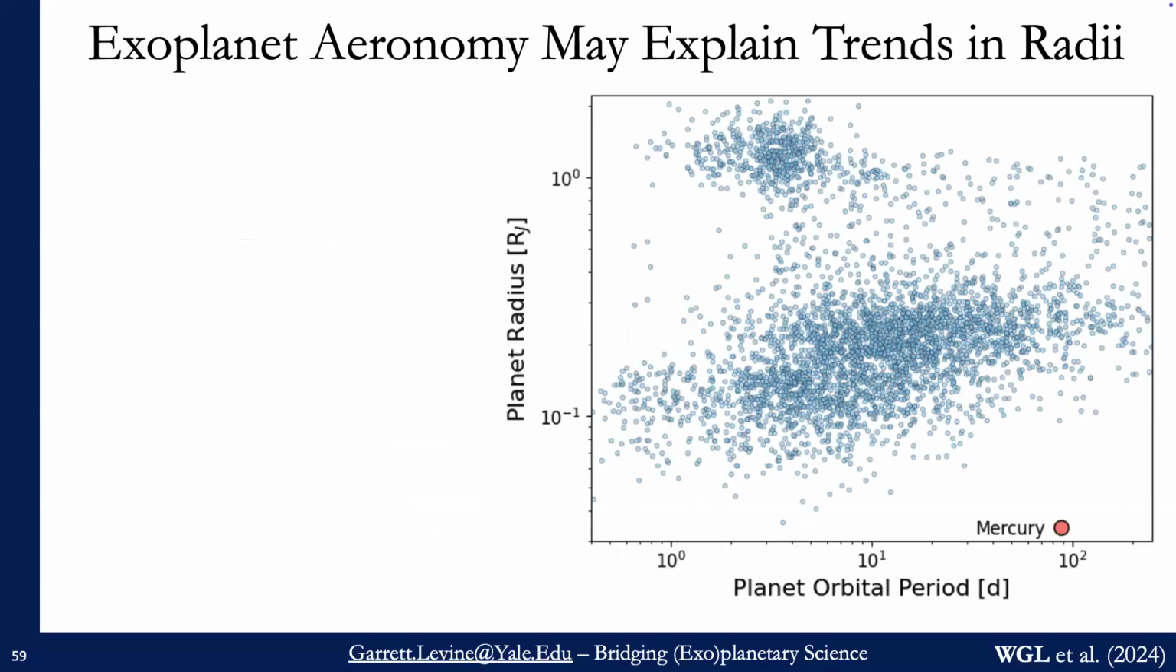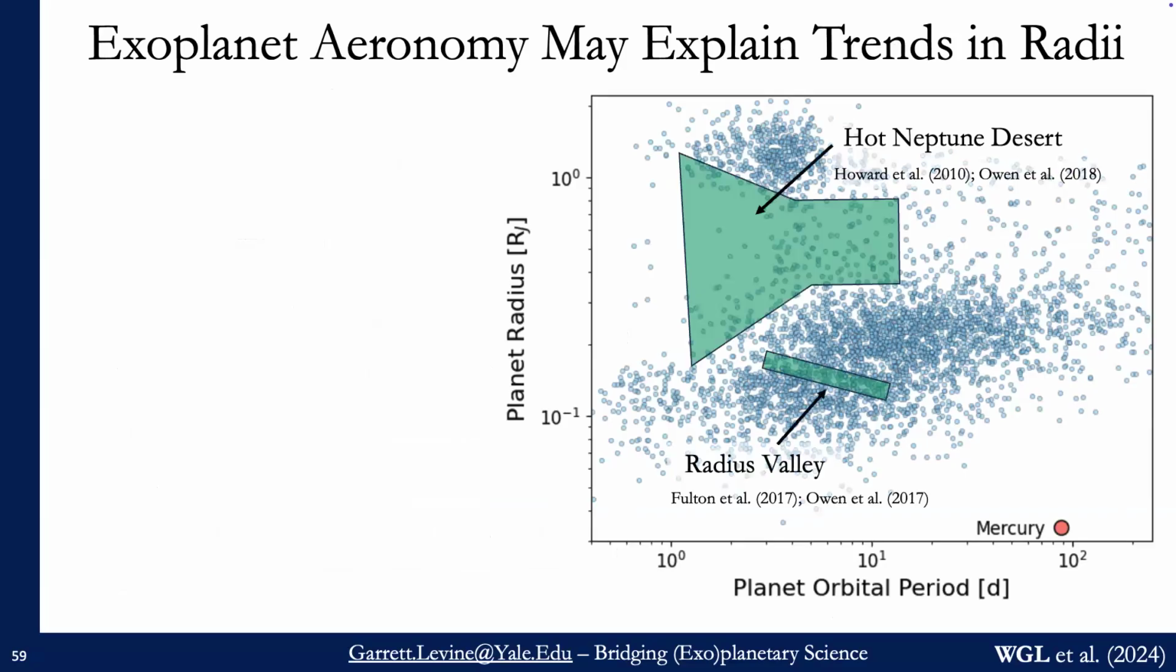Now, if you're only focused on exoplanets, I would be remiss if I didn't also mention that exoplanet aeronomy is important for explaining trends in exoplanet radii. This is the radius-period diagram of all the short-period transiting exoplanets. We see a striking relative lack of planets in the hot Neptune desert and the radius valley. It is hypothesized that hydrodynamic escape may be occurring in both of these regions of parameter space, and our aeronomy approach is important for these models as well.